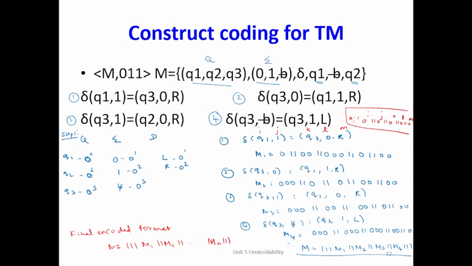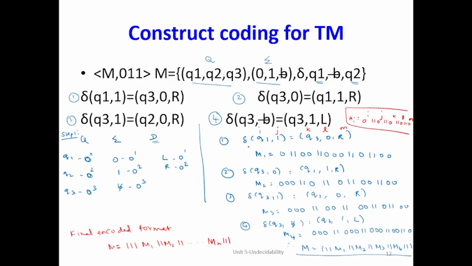And if you consider the second parameter of the Turing machine, it contains 3 symbols: 0, 1, blank space. So instead of it, we should write it as 0 power 1, 0 power 2, 0 power 3. And there are 2 different functions or directions available, namely left and right direction, which should be written as 0 power 1, 0 power 2. So we should write these Q, sigma, D parameters for any Turing machine notation.